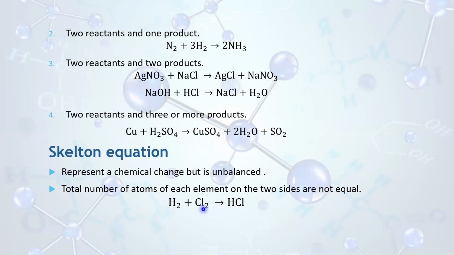Similarly, chlorine atoms. On the reactant side, we have two chlorine atoms, but on the product side, only one chlorine atom. This clearly shows that the given equation is not a balanced equation, since the number of atoms of each element is not equal on the reactant side and the product side. Now arises the question, what is a balanced equation?